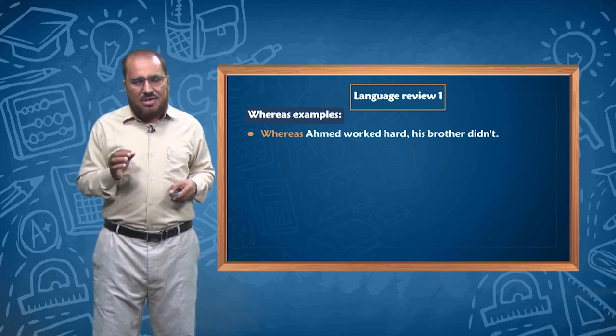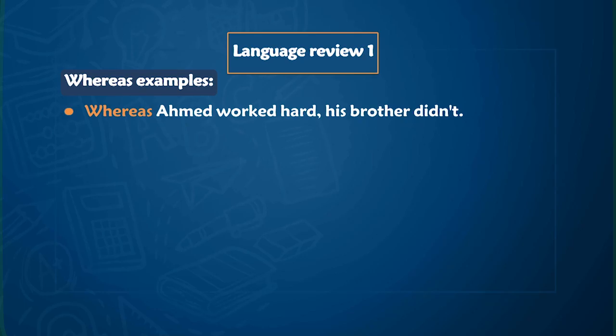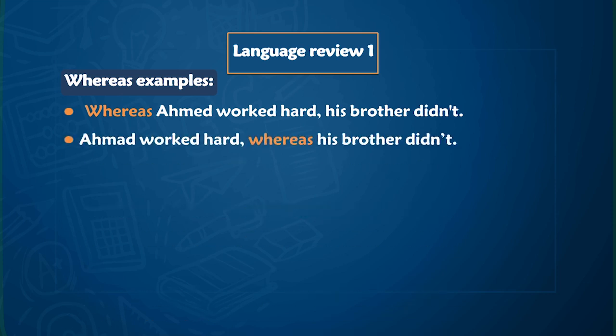Whereas Ahmed worked hard, his brother didn't. Here is a comparison between Ahmed and his brother. Not what Ahmed has done and what's the result. No, here is Ahmed and his brother. Here we can use whereas. Whereas Ahmed worked hard, his brother didn't. You can start with whereas at the beginning, but don't forget to put a comma after the first clause. Or you can put whereas in the middle here: Ahmed worked hard, comma, whereas his brother didn't.